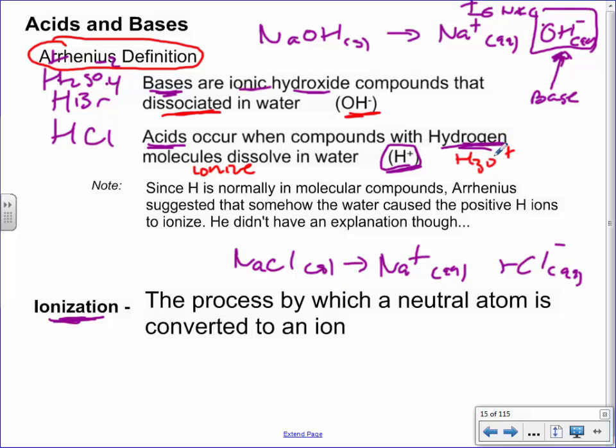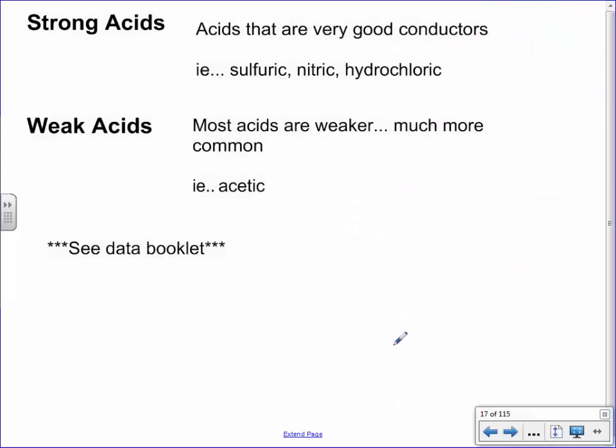Sound good? Now, we're going to work a lot with acids and bases. So the last slide I've got right here is I need you guys to be aware of different types of acids. And there's actually two different types. There's strong acids and weak acids. And the strong acids and weak acids have something to do with how they conduct. I'm actually going to loop back to where I started my lesson.